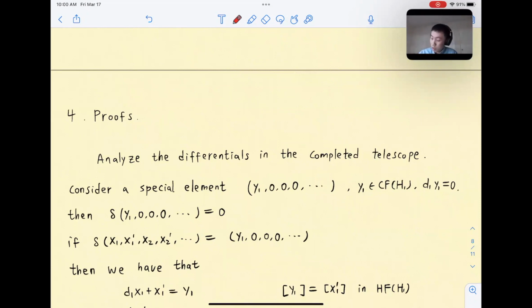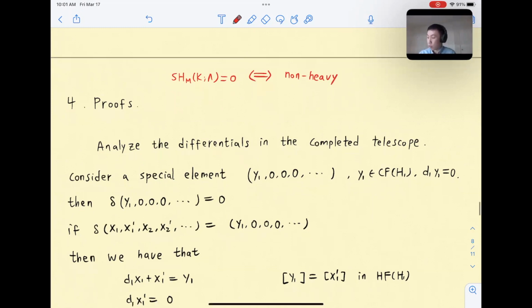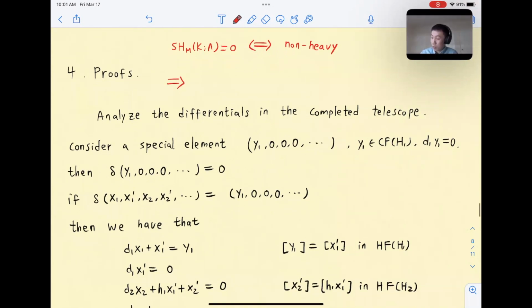So recall our goal is to show SH of K non-zero is equivalent to heaviness, but in practice it is more convenient to prove the contrapositive. So this is zero if and only if not heavy. So first, let's consider this direction. Suppose this relative invariant vanishes. Then what can we say about this compact set?